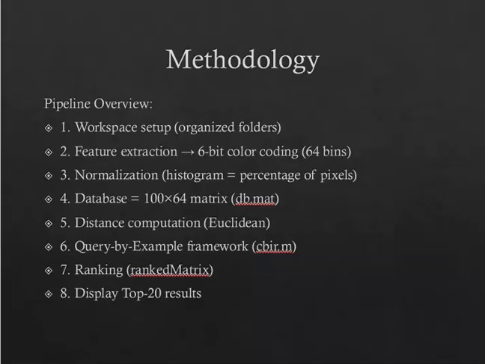And here is the methodology we used for our project. Our workflow is modular. First, we set up a reproducible workspace. Every image is converted to a 6-bit color-coded representation using the RGB2CC function, and then summarized into a normalized histogram with 64 bins using getHistCounts. All histograms are stacked into dbmat. For retrieval, we compute Euclidean distances between the query histogram and each row in DB. Our main CBIR script handles query selection, feature extraction, distance computation, ranking, and display. And here is my teammate to continue.